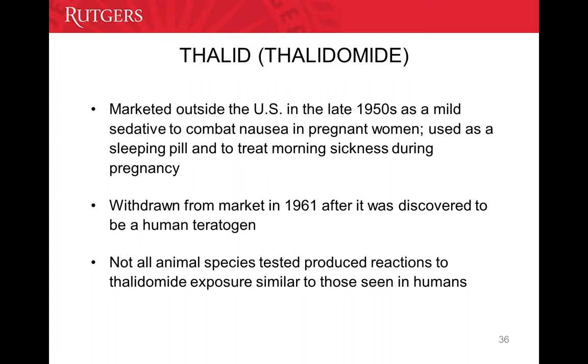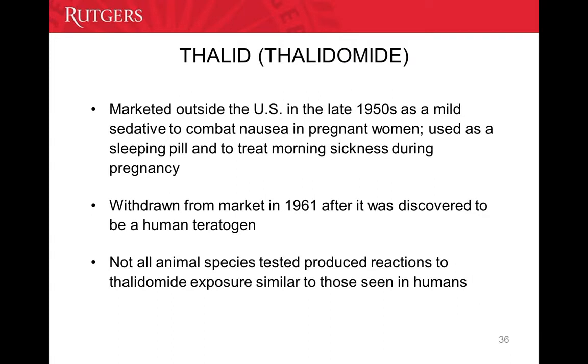A couple chemicals have made their way into the market that have had some serious toxic effects. Thalidomide is one of the more famous ones, as many of you know. It was marketed outside the U.S. in the late 1950s, and it was used as a sedative to combat nausea in pregnant women, used as a sleeping pill, and used to treat morning sickness during pregnancy. It was withdrawn from the market in 1961 when it was discovered to have been a human teratogen. We're going to talk about that term in a moment.